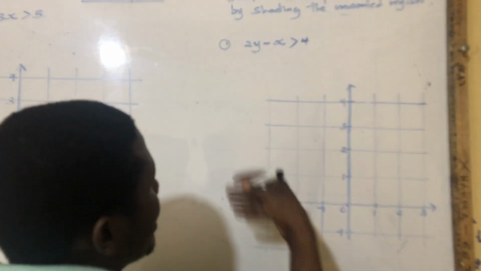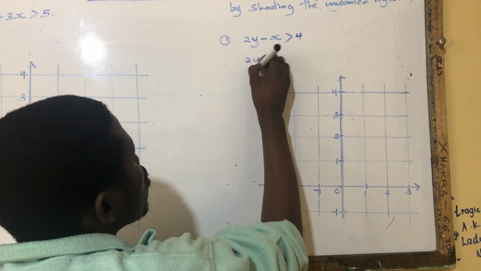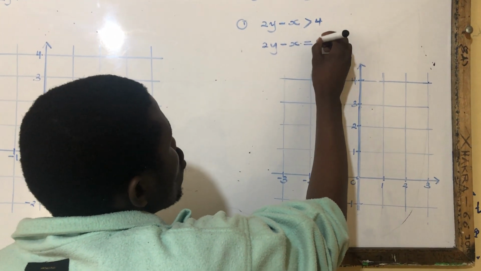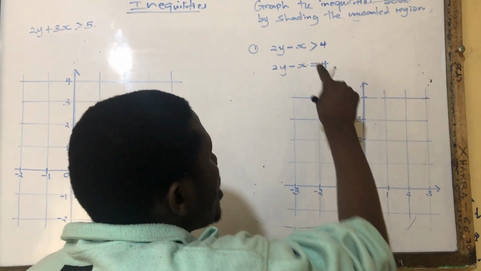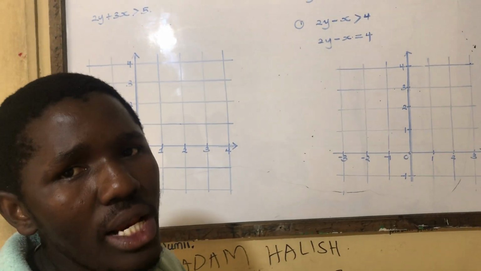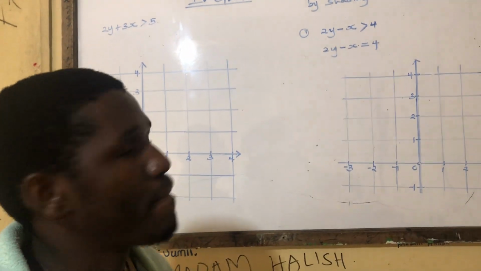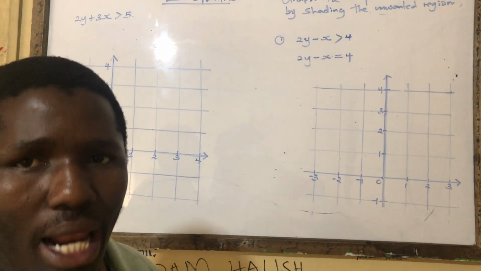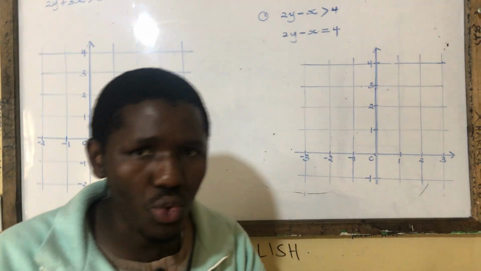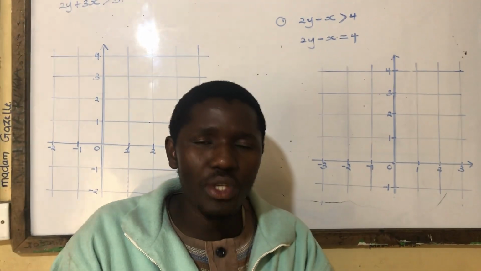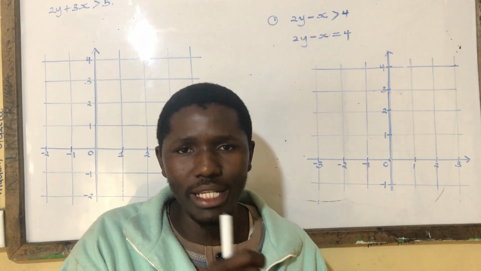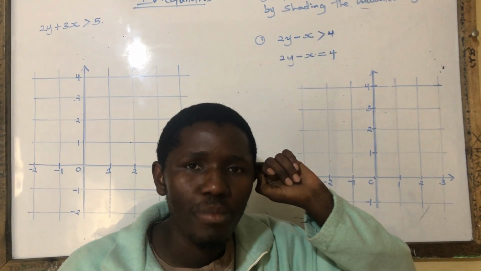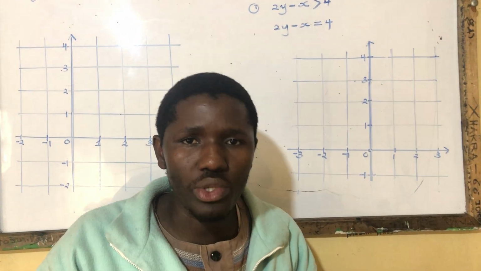So because we want to draw the line, we will have 2y minus x is equal to 4. Change this symbol temporarily to an equal sign. That is because we are still addressing the line. And I want that to be understood so well. For as long as you are still talking about the line, let it be an equal sign. Avoid the inequality symbol at all costs.